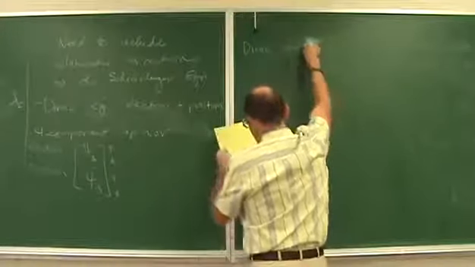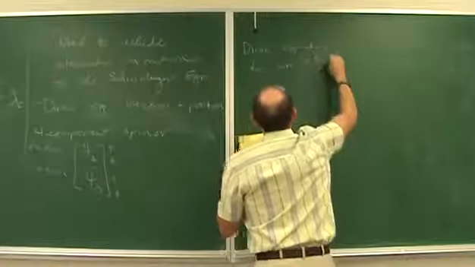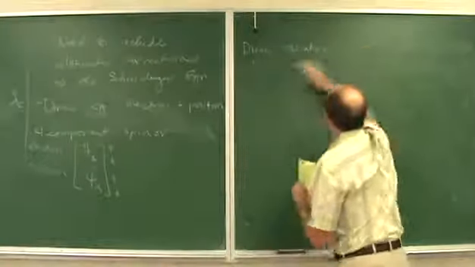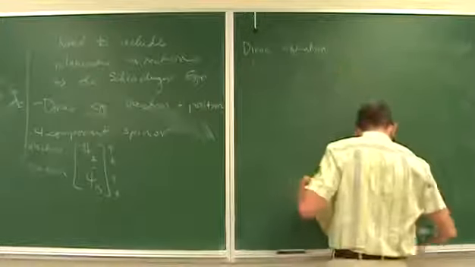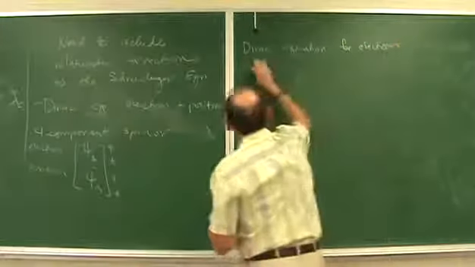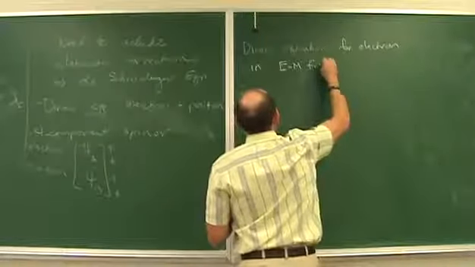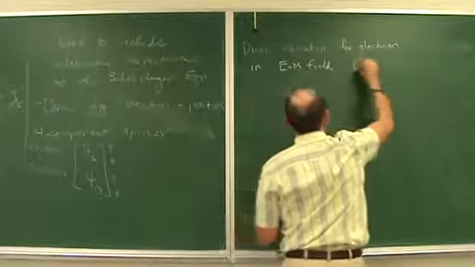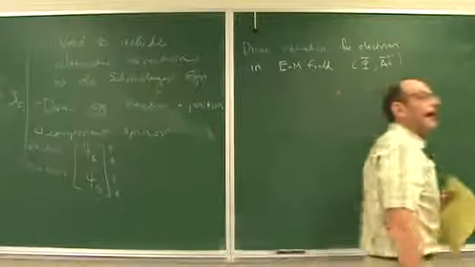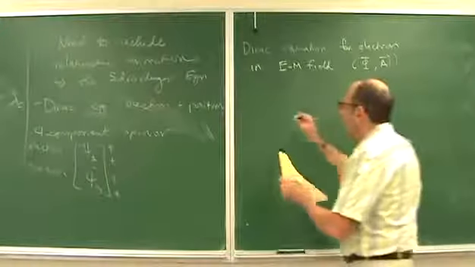So one way to write the Dirac equation is for an electron in an electromagnetic field, and the electromagnetic field is written in terms of the electromagnetic potential. So there's a scalar potential and a vector potential. Okay, so the Dirac equation can be written as follows.